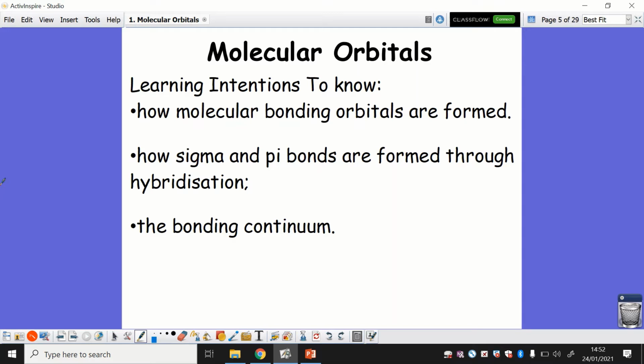So if you think back to higher, you would look at this in terms of the difference in electronegativities between the two atoms that are involved in a bond, and how the greater the difference, the more polar or almost ionic the bond would be.